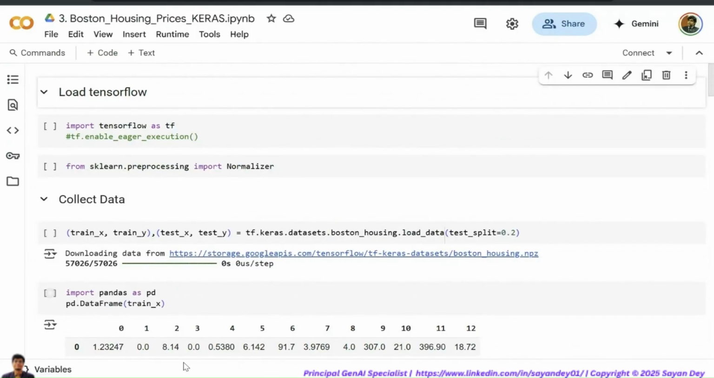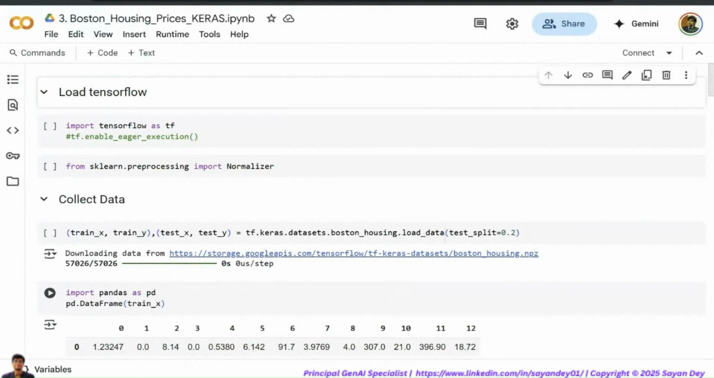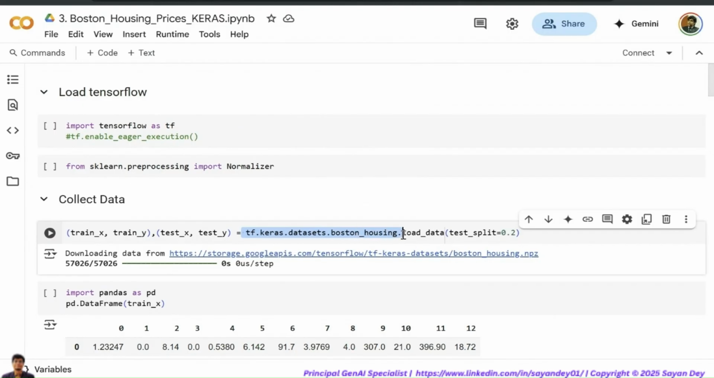If you want to get a little clarity, you can Google it. It's a very popular data set. And we are not loading the data from any CSV file here. We are taking it from tf.keras.datasets. You can see it's a default data set that is actually built into Keras. If you want to know about this data set a bit more in detail, you can go to Kaggle, look it up, see the data set, and understand the features.